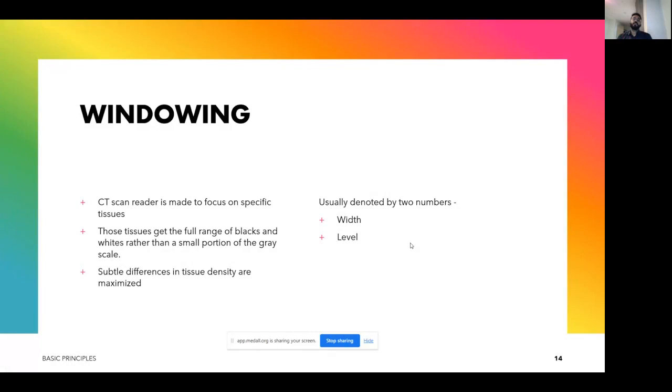Now, the next term that I want to introduce is windowing. Okay, so we have found a way to get more information than X-ray by introducing a grayscale ranging from minus 1000 to plus 1000. But the problem is our eyes are not as good. Human eyes maybe have the capability to differentiate between 16 to 30 different shades of gray. So when you have around 2000 shades of gray, a lot of pathologies are still not picked up by your eyes. It's basically your eyes' limitation.